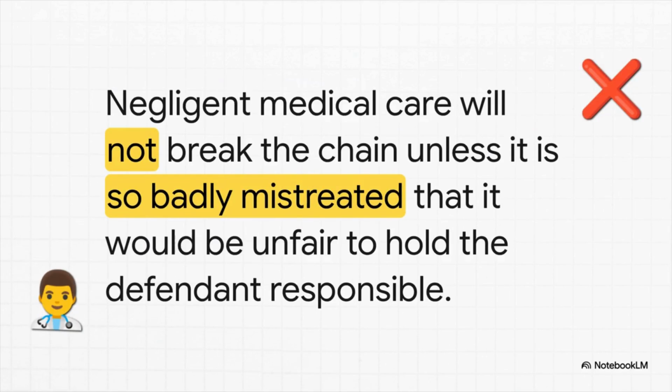Now, here's a big one for your exams: medical treatment. Let's say your negligence injures someone, and they get medical treatment that's also negligent. Does that break the chain? Usually, no, because needing medical help is a foreseeable consequence of getting hurt. The original defendant is still on the hook unless the medical treatment is so incredibly bad that it's fair to say it's a whole new cause of the damage. The bar for this is pretty high.